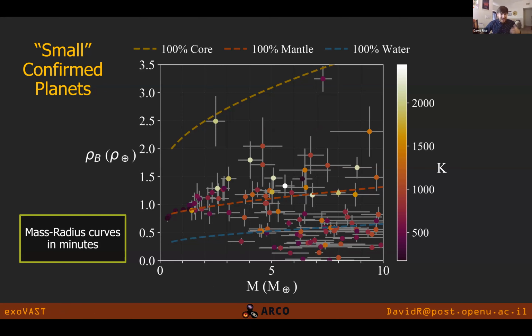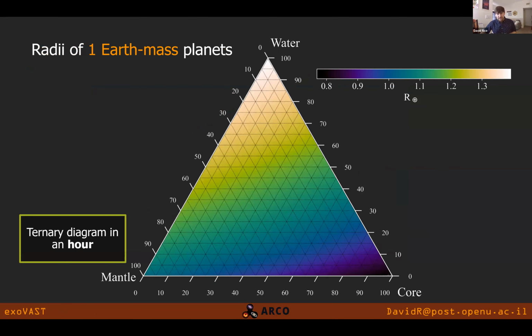One of my favorite things to make is ternary diagrams. So you can make a ternary diagram in the code in just an hour. This is the radii of 1 Earth mass planets. So with these 3 different components, mantle, water, and core, this is all the radii you can get for 3-layer differentiated planets of 1 Earth mass. So Earth is down here at 33% core and 67% mantle. You can see this blue is about 1 Earth radii. And then all the planets along this blue curve have the same mass and radii as Earth. So as you increase the core, you increase the water to keep that bulk density the same for the planet.